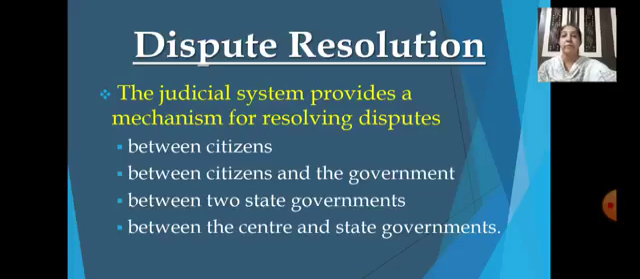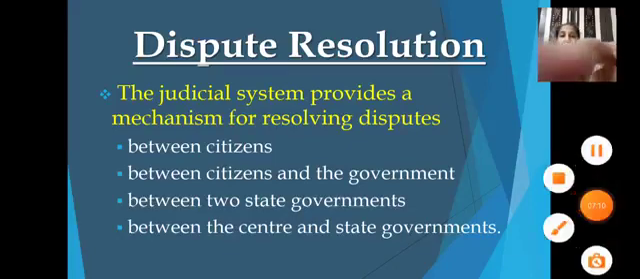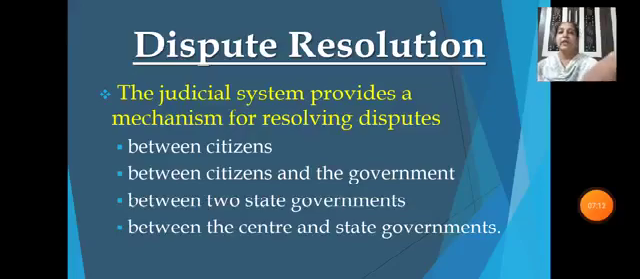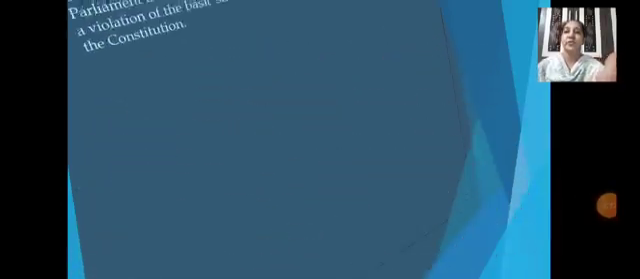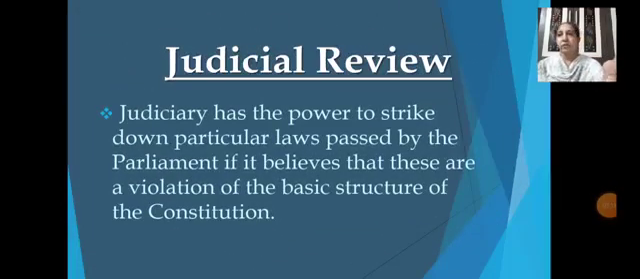The judicial system provides a mechanism for resolving disputes between citizens and the government, between two state governments, even between the center and the state governments. Now let's see the next role of judiciary here. Another role of judiciary is judicial review.